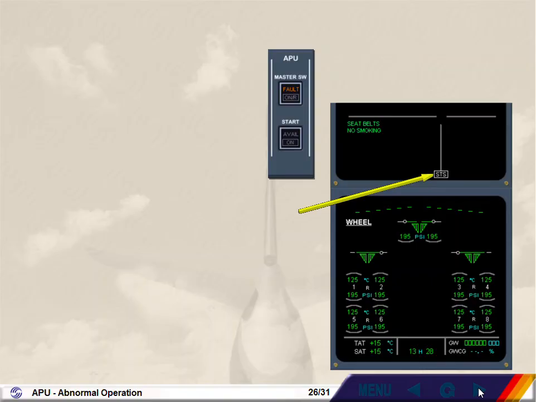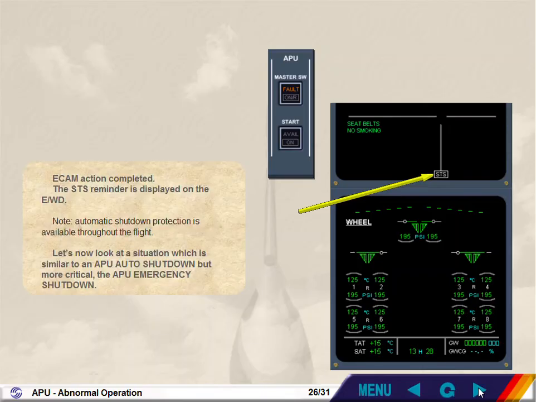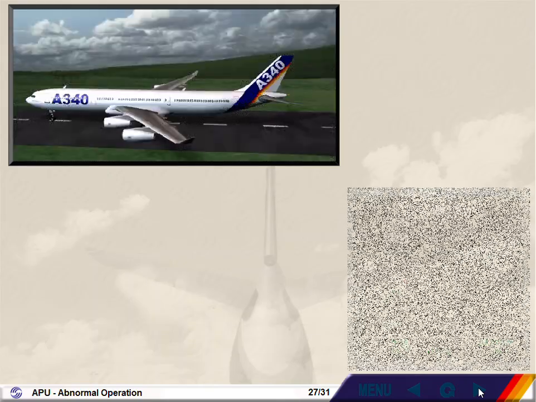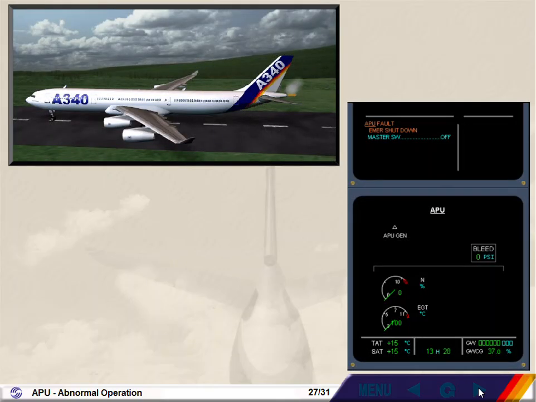Let's now look at a situation which is similar to an APU auto shutdown, but more critical: the APU emergency shutdown. If, in the same situation, an APU fire is detected on the ground, an APU emergency shutdown occurs, and the APU fire extinguisher bottle is automatically discharged, both without crew action. This will not happen in flight.